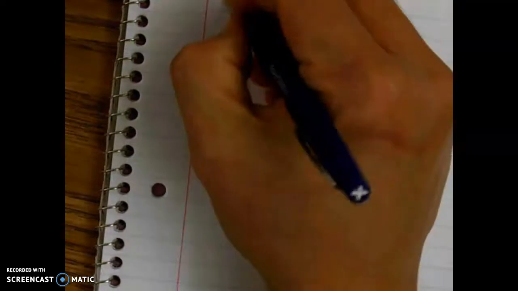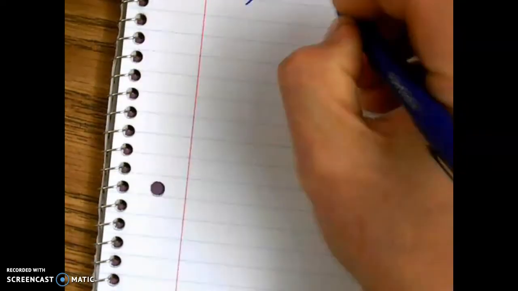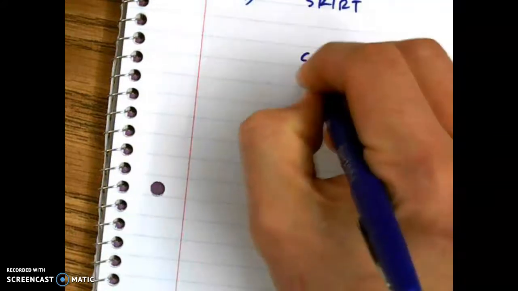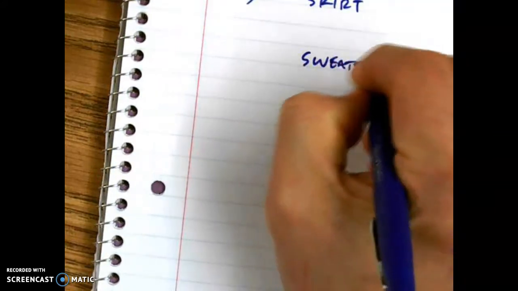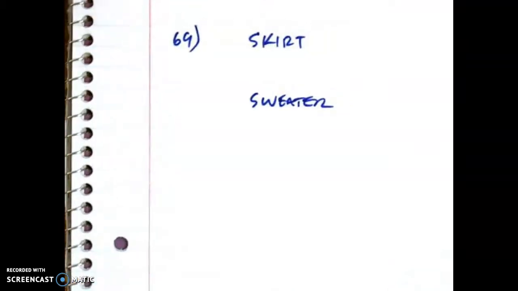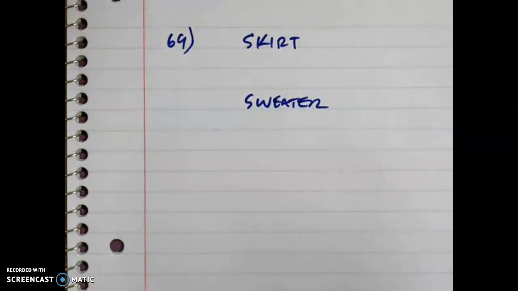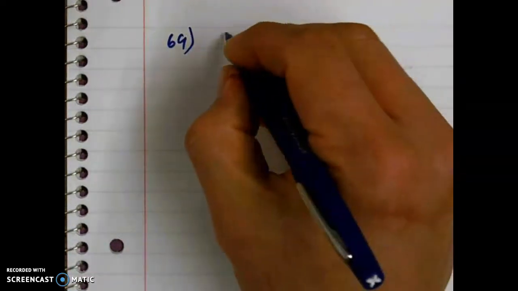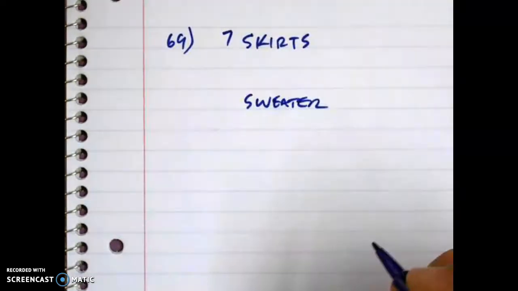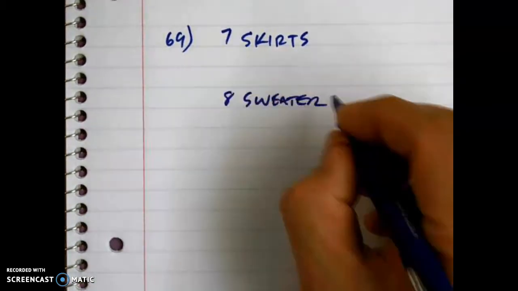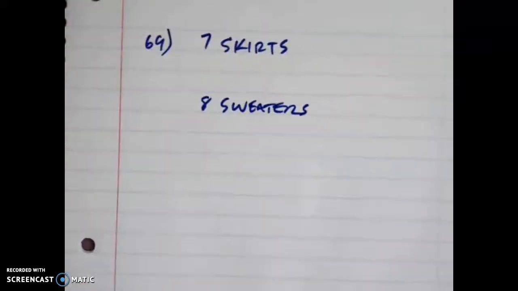Okay, so we're going to be doing number 69, and that is the skirt and sweater question. And I know a lot of you guys have a question on that, right? Okay, so how many skirts are there? There are 7 skirts. Okay, and how many sweaters are there? 8 sweaters. Treat this like 2 different problems.